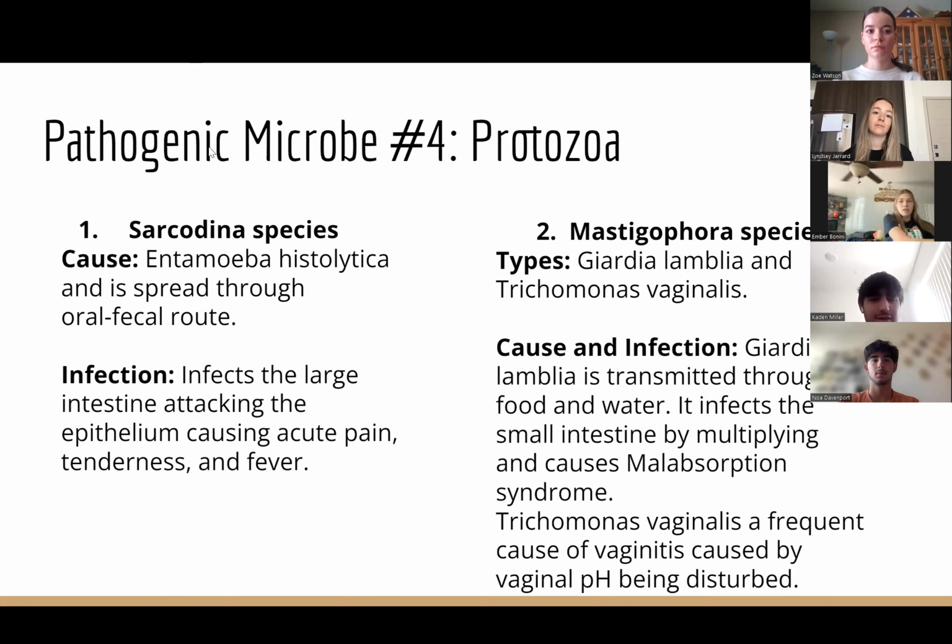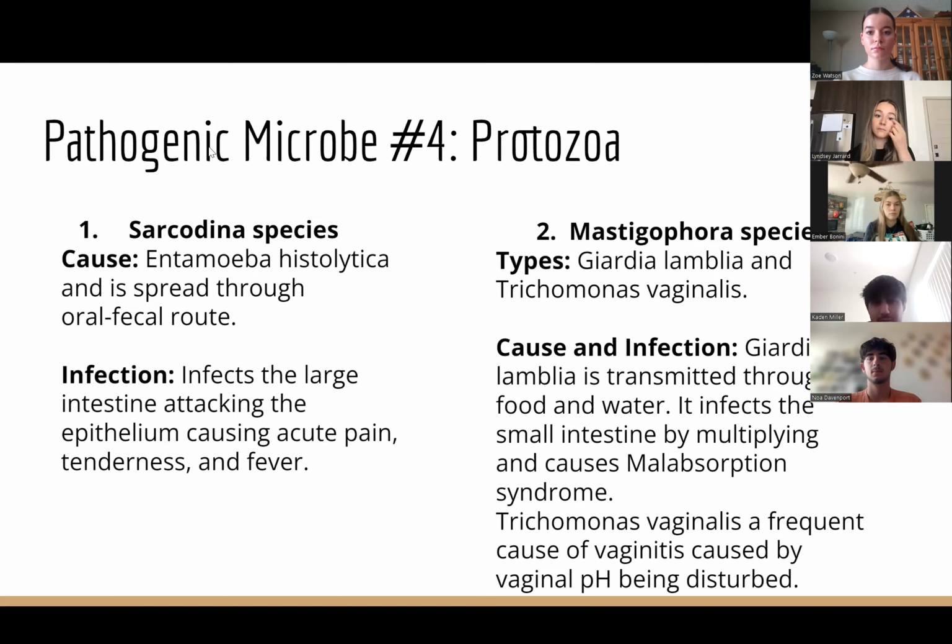First, we have the two types of species, and we have the Sarcodina species, and this is the cause of Entamoeba histolytica, and this is spread through the oral and fecal route. And the infection caused by Entamoeba histolytica infects the large intestine, attacking the epithelium, causing pain, tenderness, and fever.